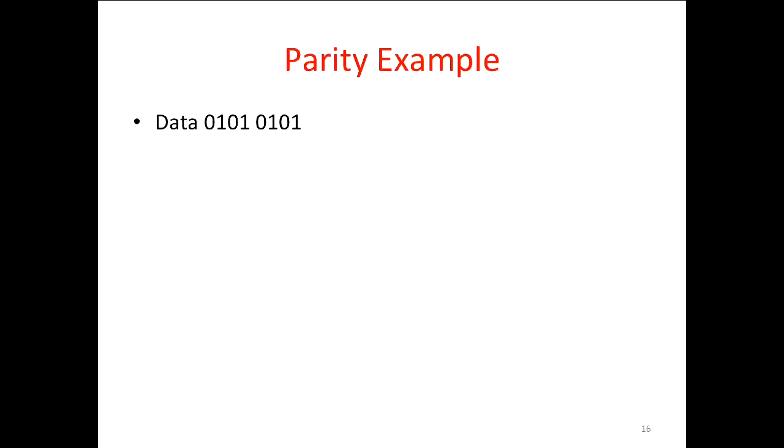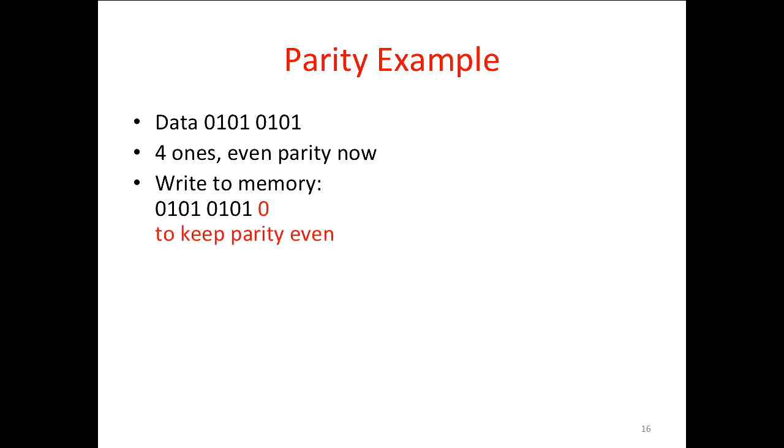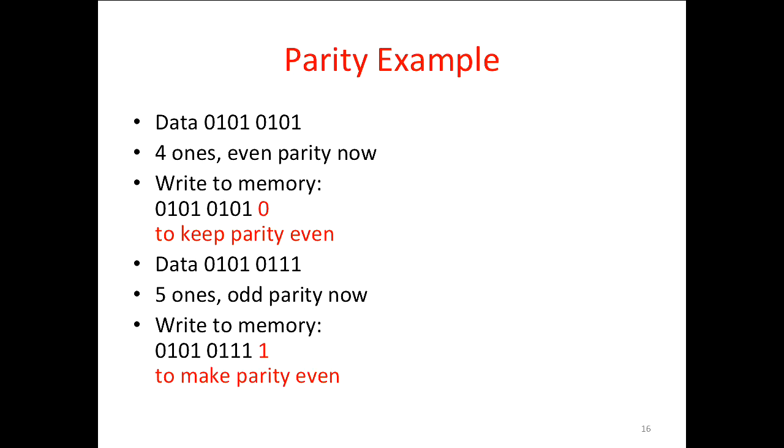Let's do an example. So here's data word 0101. 4 ones, so it's got even parity. So when you write this to memory, you can add a 0 here to keep the total even. Now, say you read the data back, and there's a corrupted bit here. Now you see, oh, I've got 5 ones. That's now odd parity. Sorry, if the data had changed to this value, you'd have to add a 1 to make the parity even, all right? So it's an even number of ones in this case.